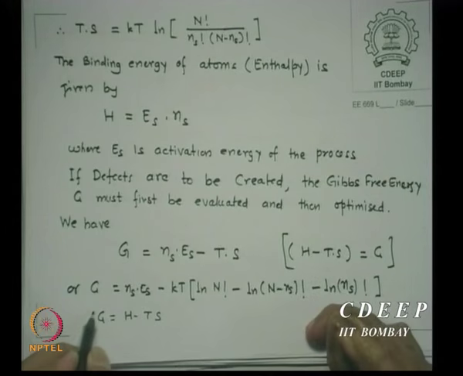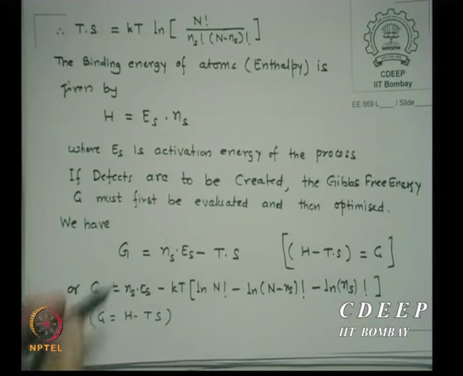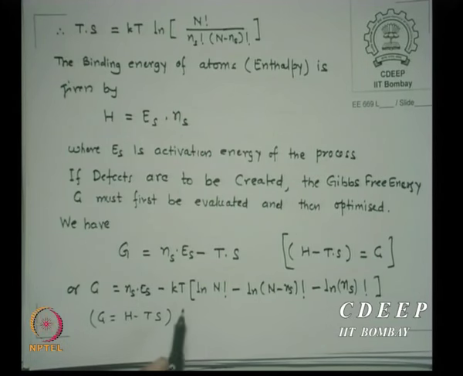Both processes occur; thermodynamics says life is not simple. It forms, it disforms, it keeps cutting all the time, and at equilibrium something is available to you. So if I write G, then G is ns ES minus TS. I have written it. Then I substitute TS from here and H from here. So G is ns·ES minus KT times the bracketed ln of n factorial over ns factorial.